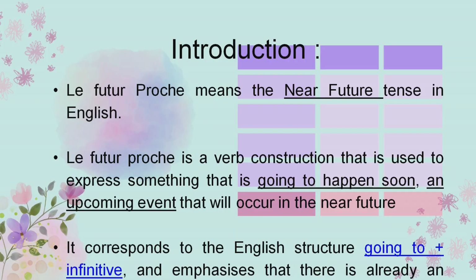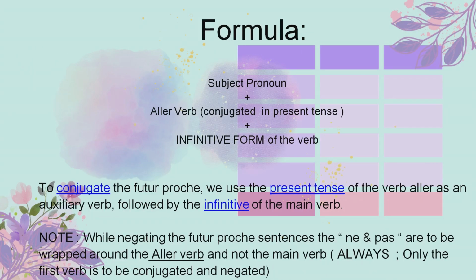Le futur proche is a verb construction that is used to express something that is going to happen soon, an upcoming event that will occur in the near future. It can be a minute, it can be a few hours, which is going to happen very shortly. It corresponds to the English structure "going to" plus infinitive, and emphasizes that there is already a verb.